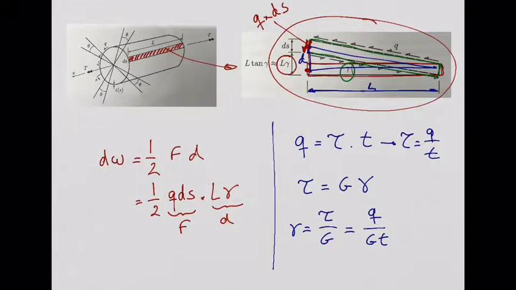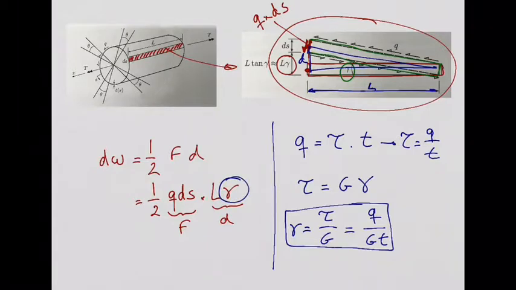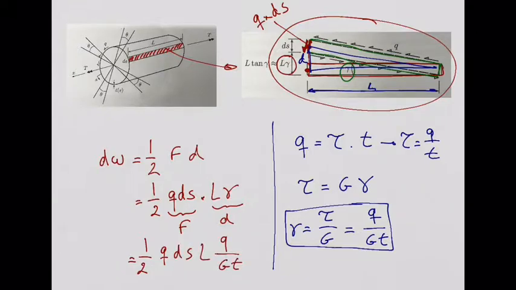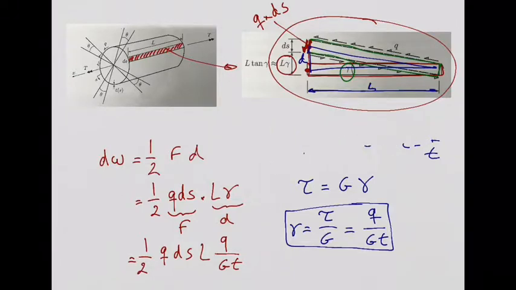Now, what can I do from this? I can take this expression for the shear strain and replace it where I have this gamma. If I do that, I will get my contribution to the energy to be equal to q ds L q over G t, right? Or I can write this in a different way. So let me continue here now.